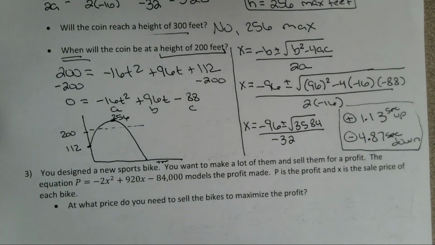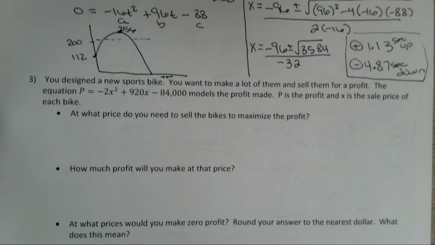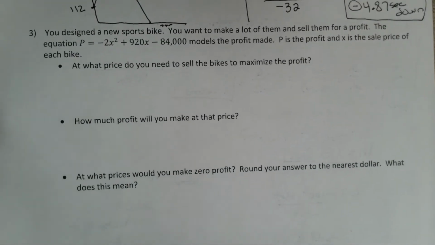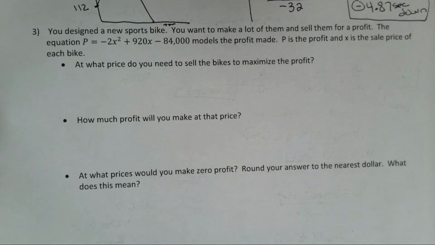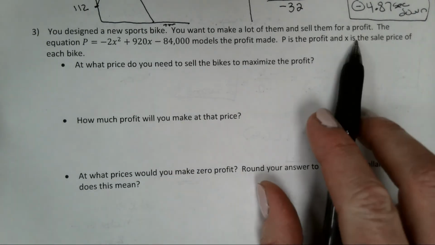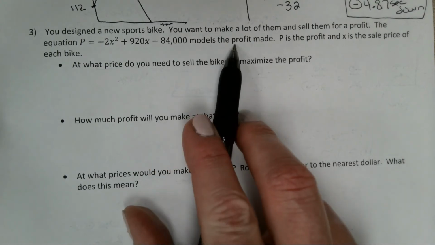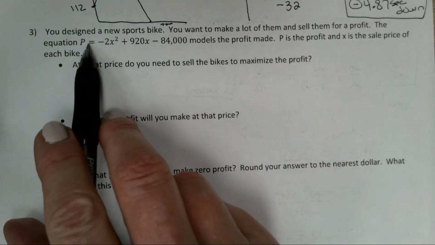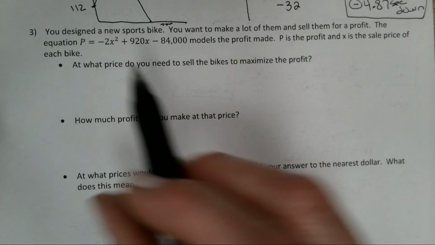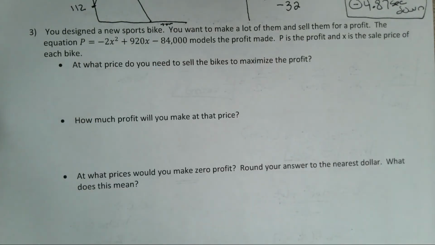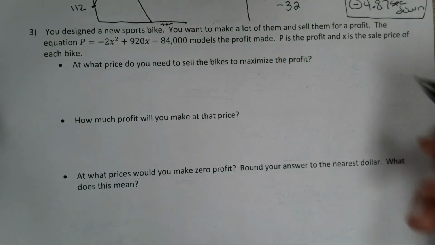All right, now we have a business model. I designed a new sports bike. I'm going to make a lot of them, and I'm going to sell them for a profit. Here's my equation that models the profit made. So P is the profit, and X is the sales price that you're going to make.